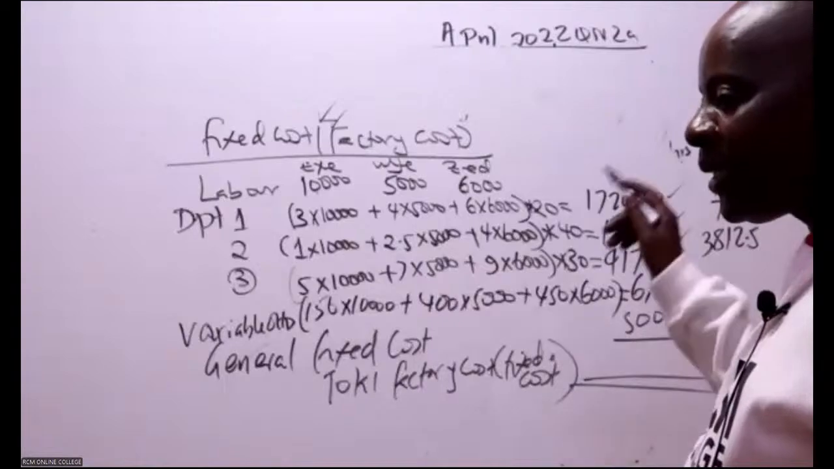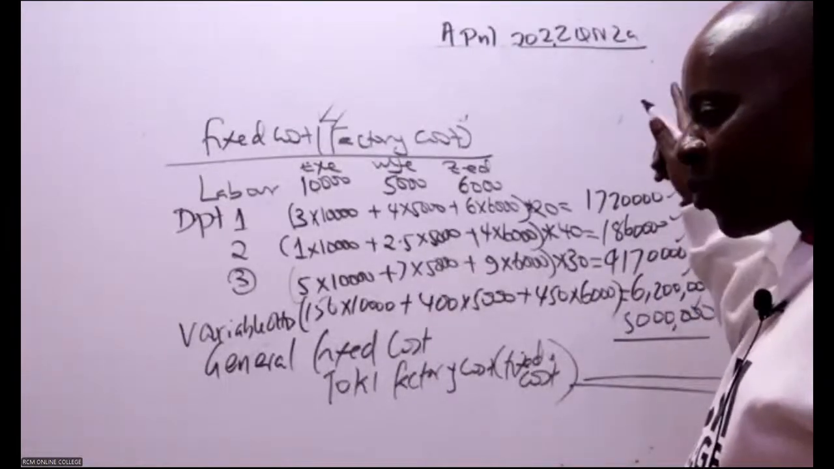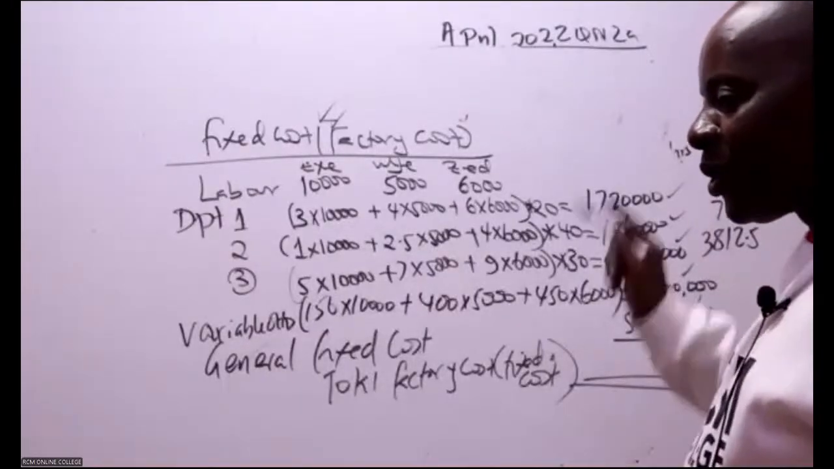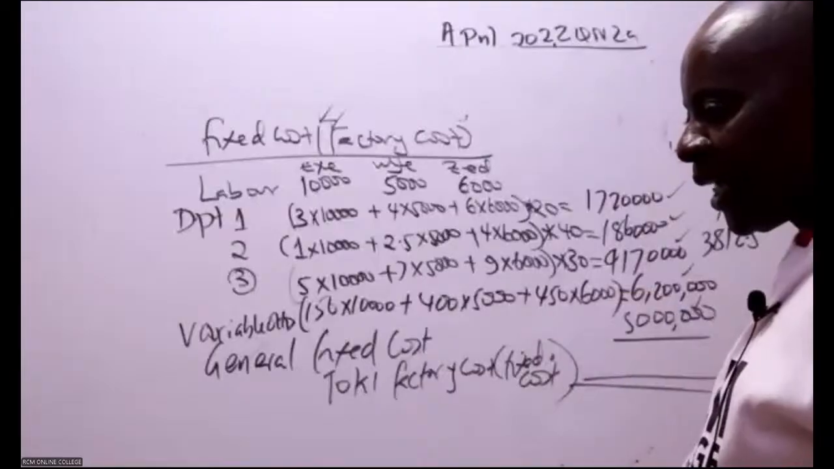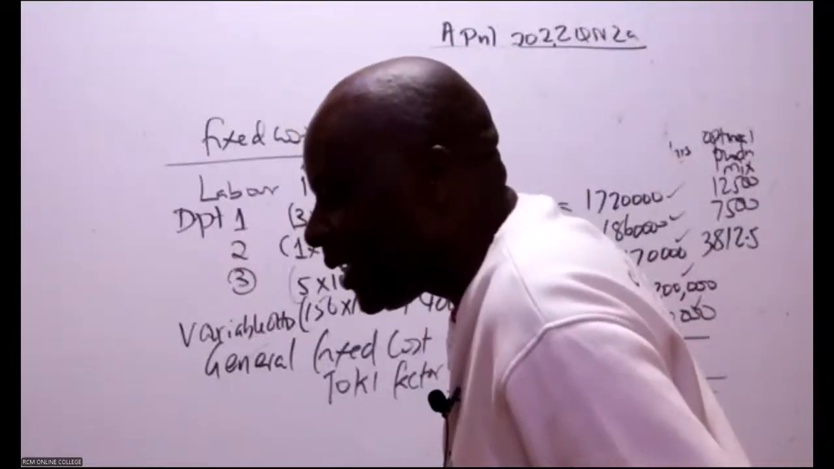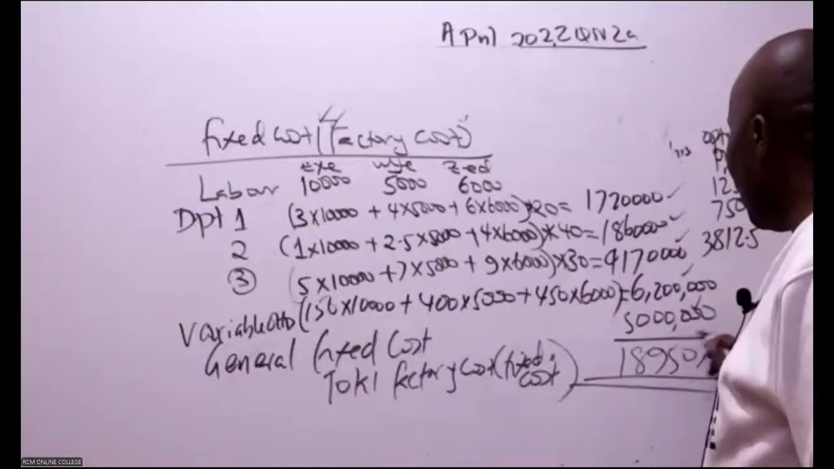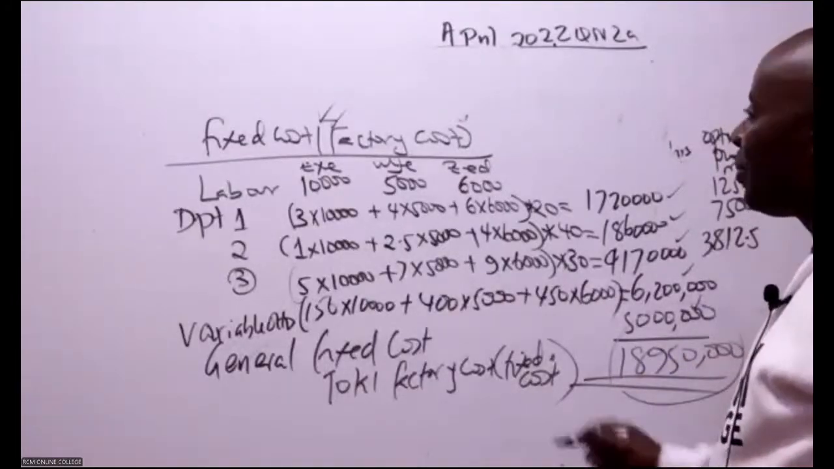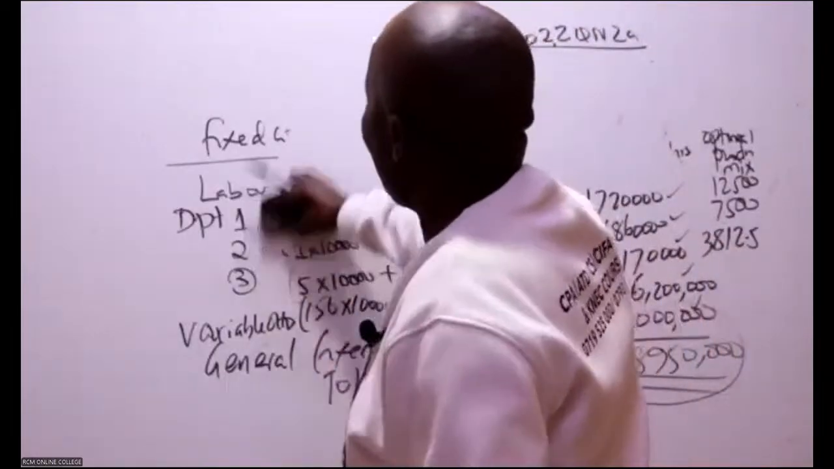Do you remember materials? We subtracted materials somewhere when we were getting throughput, Peter. Throughput CM, we said it is price minus materials. That one must have escaped you. Yes, when we were getting throughput. 18,950,000. Thank you very much. So materials have already been accounted for. So move there very fast and give me the profit statement.